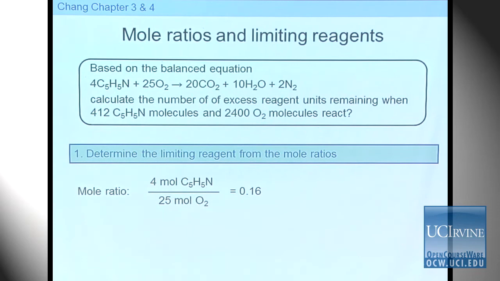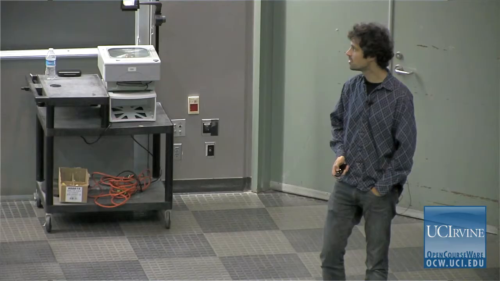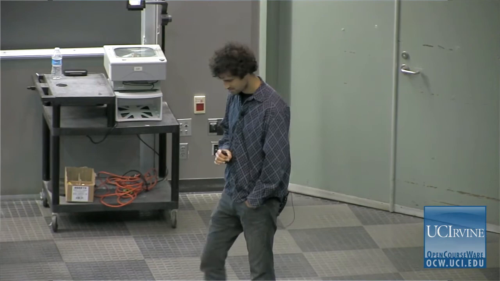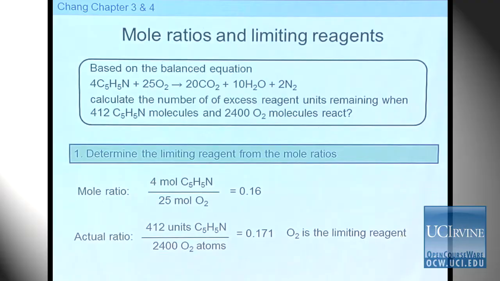0.16. Then I'm going to take the ratio between these two numbers, the actual amount of the molecules that I have: 412 over 2400. And that equals 0.171. Very close to this, but clearly this is bigger. If this is bigger, then the denominator is the limiting reagent. So oxygen is the limiting reagent. It will run out first.